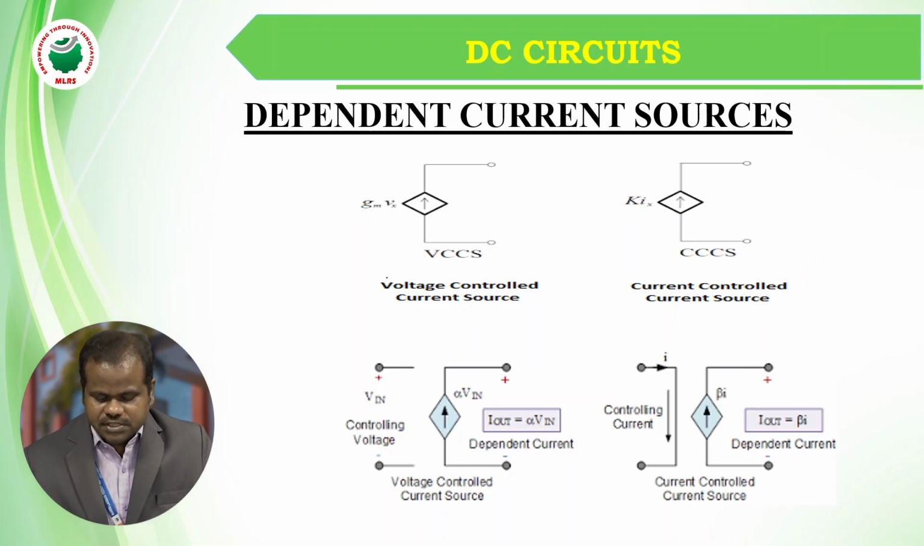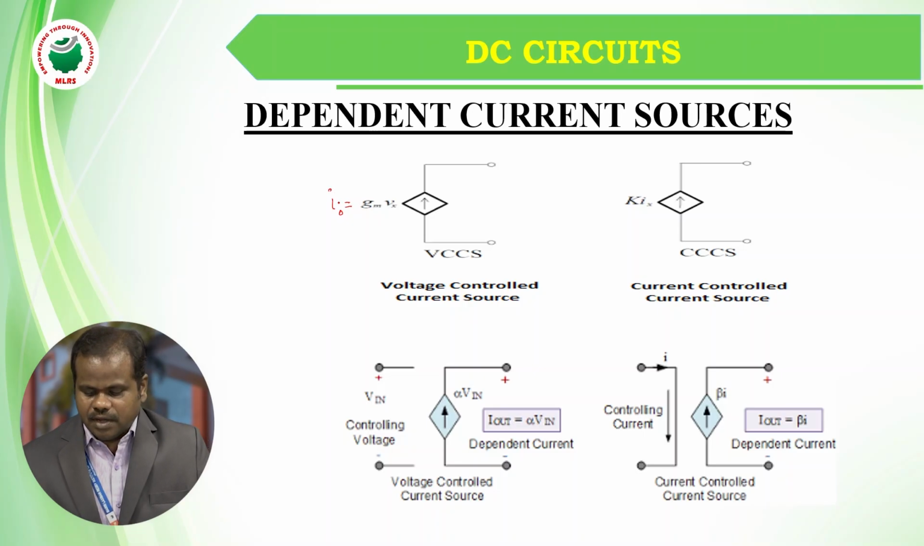In the first case, the voltage controlled current source, the current I naught is equal to Gm into Vs. Here Vs represents the source voltage, Vx, which is nothing but the voltage across any part of the circuit, and Gm is a constant, usually termed the conductance. Coming to the current controlled current source, this current source is dependent on the current Ix through some part of the circuit, and the proportionality constant is represented again by K.